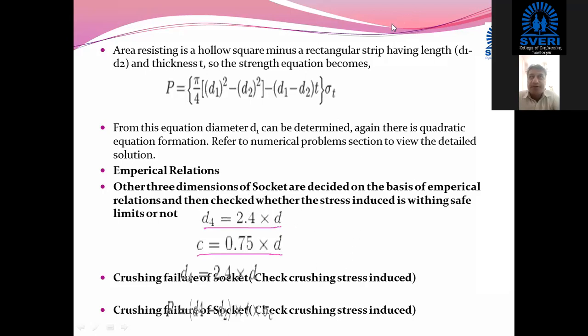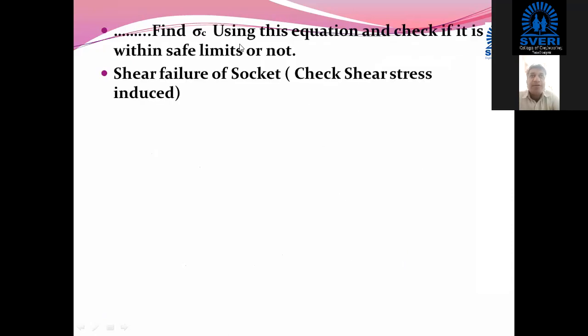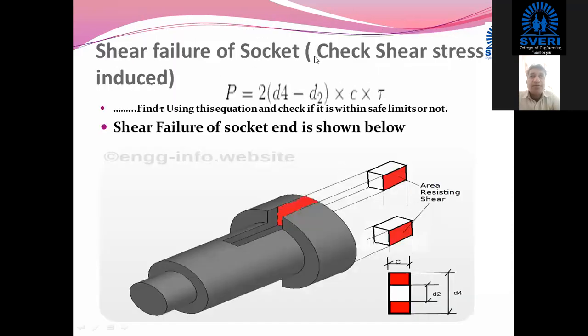So we have seen the failure criteria of the socket in tensile load. Next, we are going to calculate the diameter of the collar of the socket, as well as how much distance we are going to consider from this pin end to the end of the socket. That is nothing but the collar length, denoted by C, by considering shear failure of this socket.